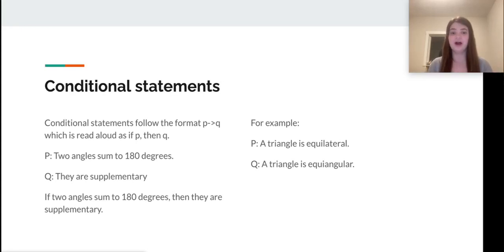Today, I'm going to be talking about conditional statements, converse, inverse, contrapositive, biconditional, what the difference is, and some examples. So let's dive in. Conditional statements.